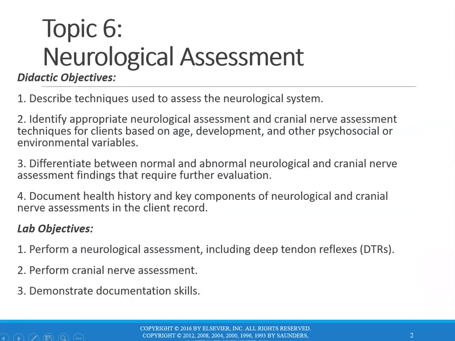Here are our objectives: Number 1, to describe the techniques used to assess the neurologic system. Number 2, identify appropriate neurological assessment and cranial nerve assessment techniques for clients based on age, development, and other psychosocial or environmental variables. Number 3, differentiate between normal and abnormal neurological and cranial nerve assessment findings that require further evaluation. Number 4, document health history and key components of the neurological and cranial nerve assessments on the client record.